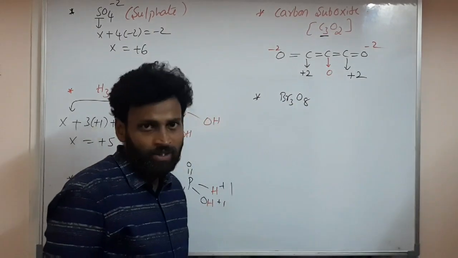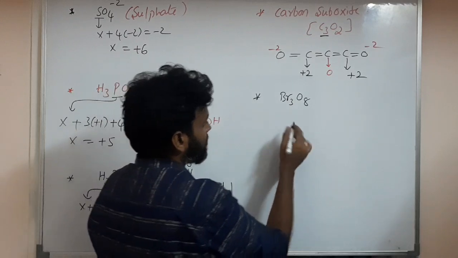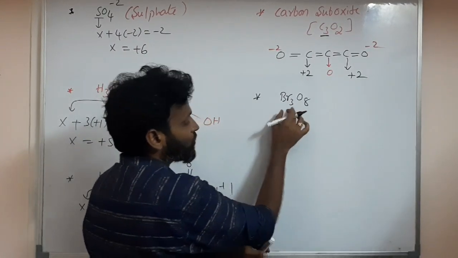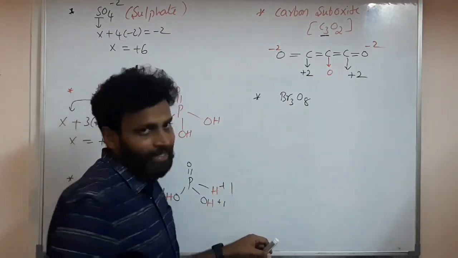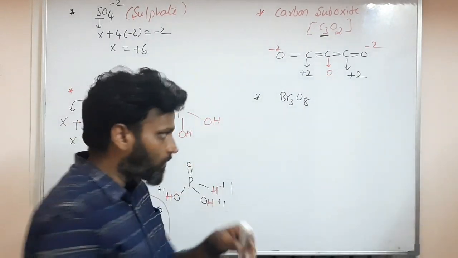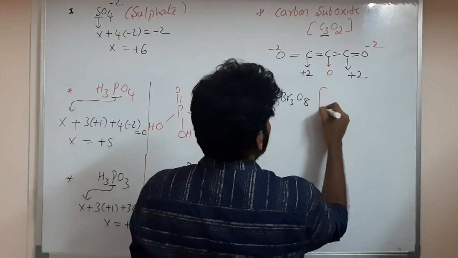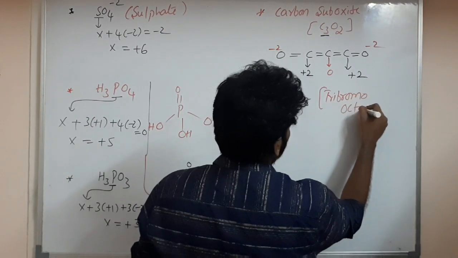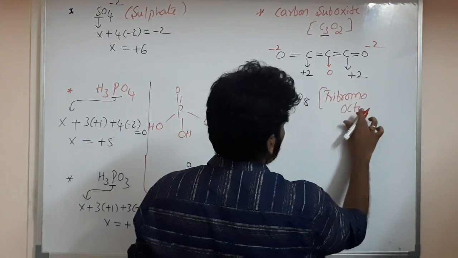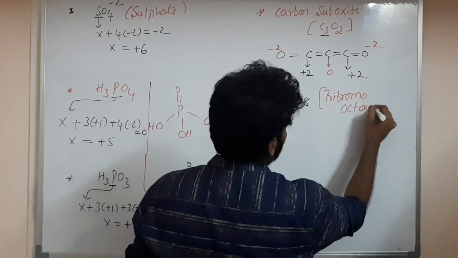Br3O8. This is a neat question. Bromine oxidation state they'll ask. So here also you must know the structure. Tribromo octoxide. Remember, tribromo, I have the right name. Octoxide simply.